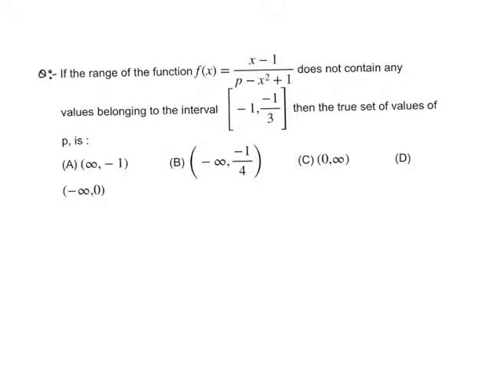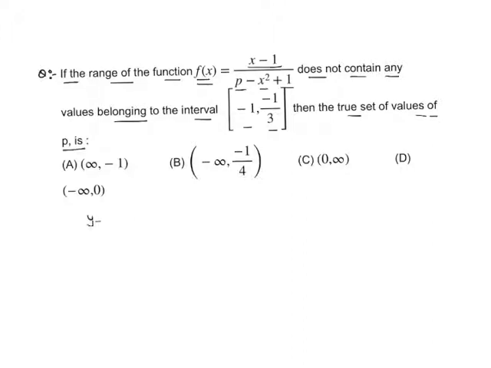Next problem is: if the range of the function f(x) = (x - 1)/(p - x² + 1) does not contain any values belonging to the closed interval [-1, -1/3], then the true set of values of p is. To solve these problems, we will use the range method.